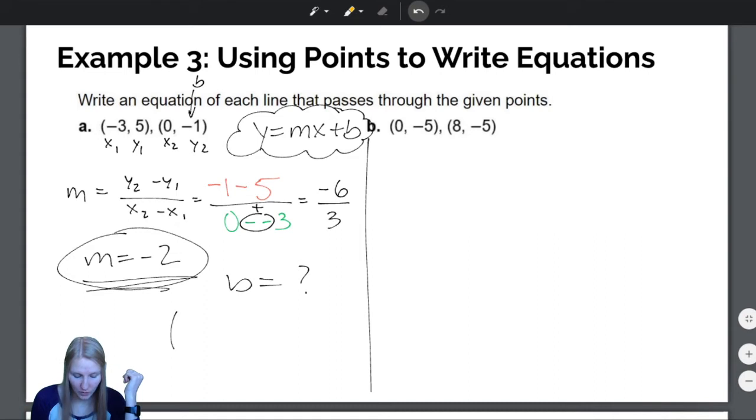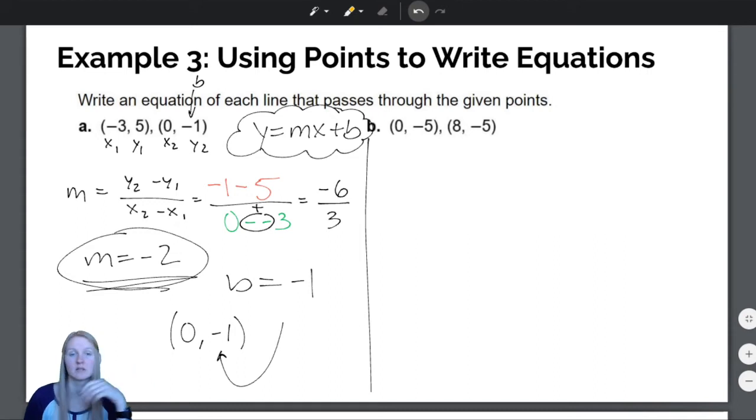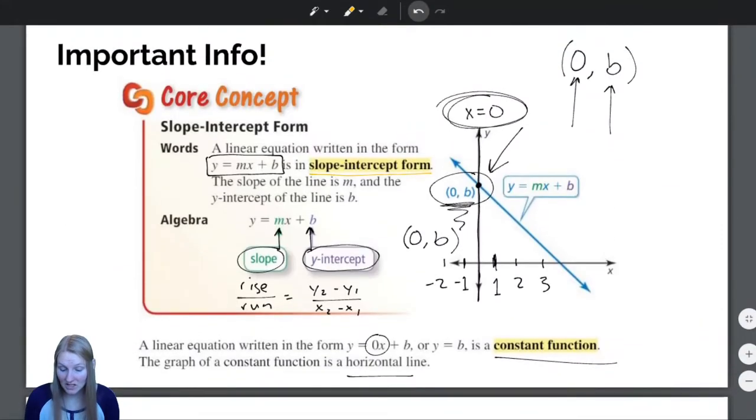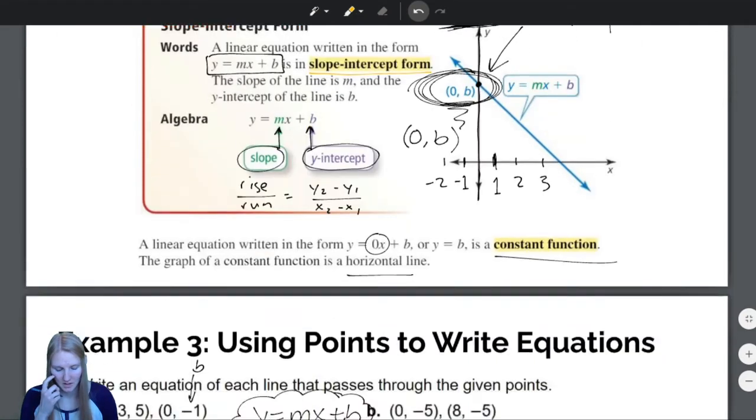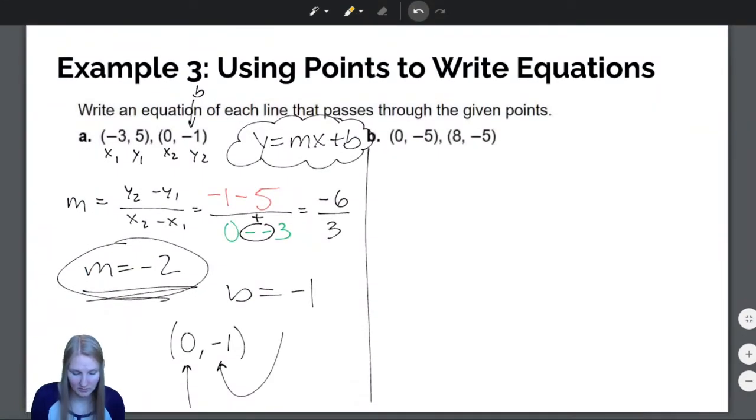So because we have 0, comma, negative 1, negative 1 is my y-intercept. Because x is 0. And if x is 0, I am on the y-axis. And the y-intercept is where the graph crosses the y-axis, or where the graph crosses x equals 0. So, in part A, b is negative 1, because that's where x is 0.